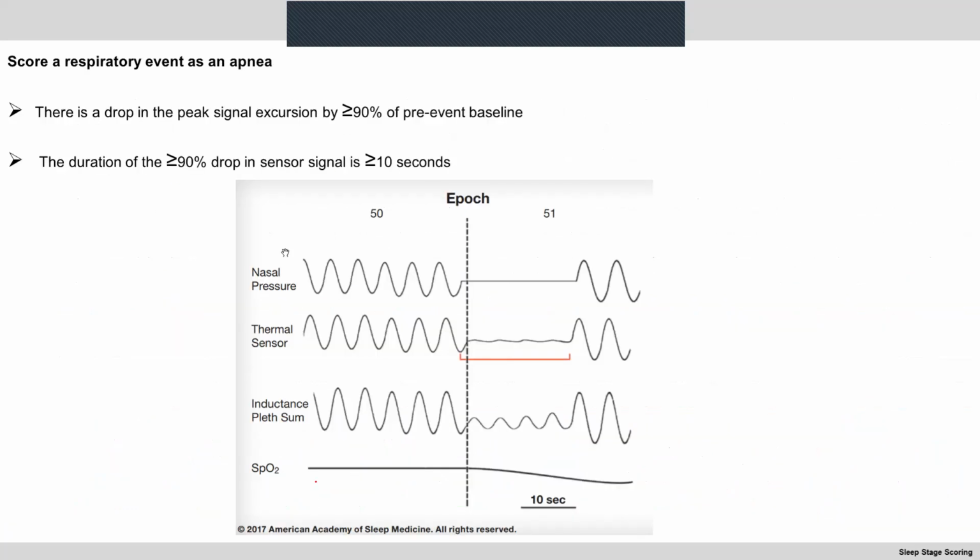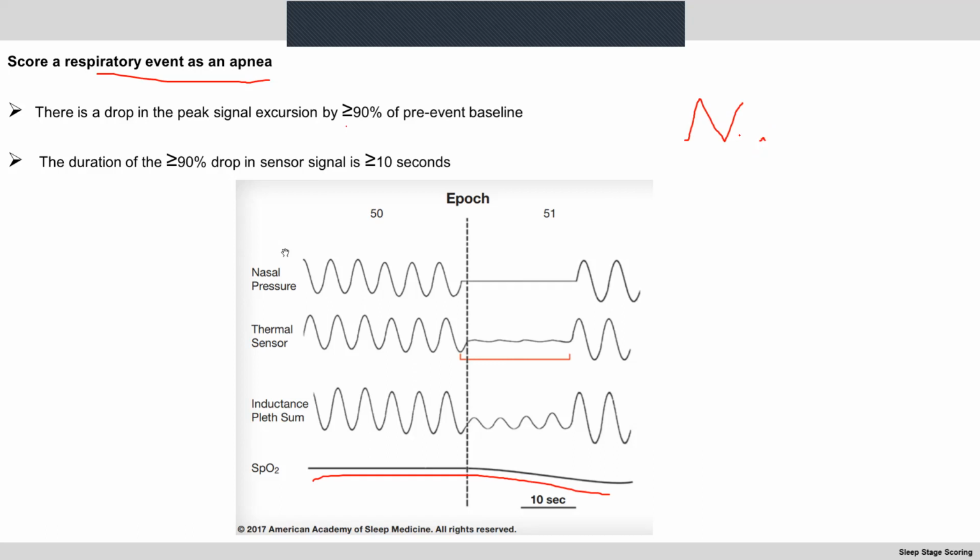So if SpO2 is also there, score a respiratory event as apnea when there is a decrease, a drop in signal by more than 90%. Okay, means if the signal is there and it drops by 90%, it will become like this.